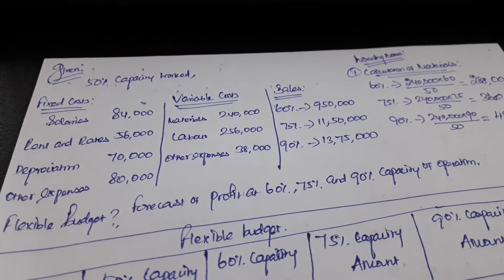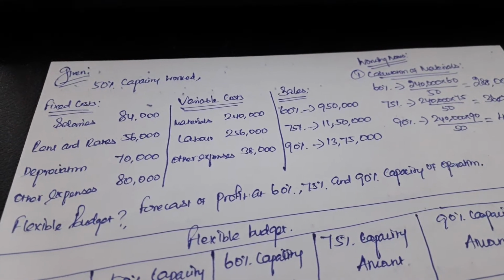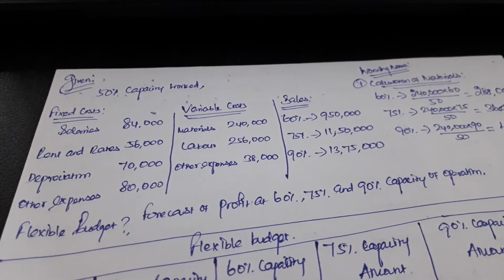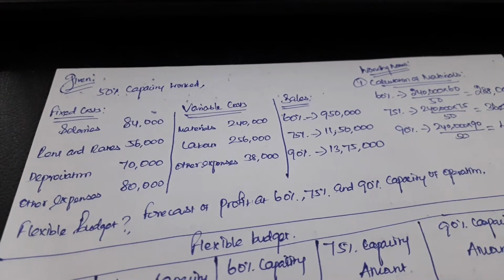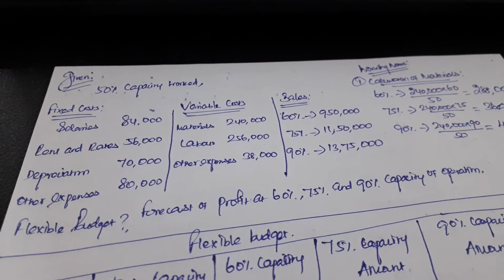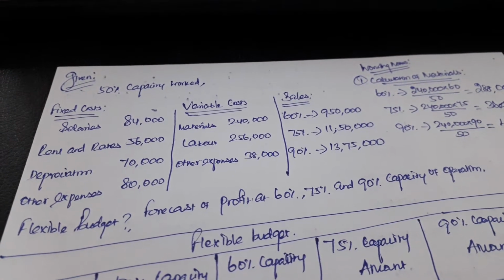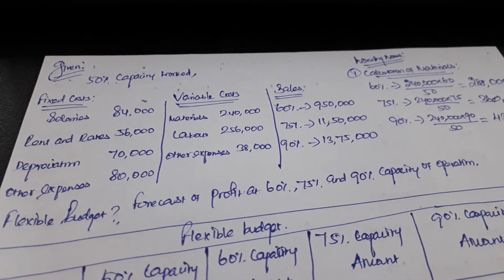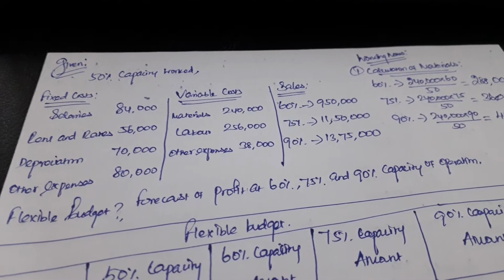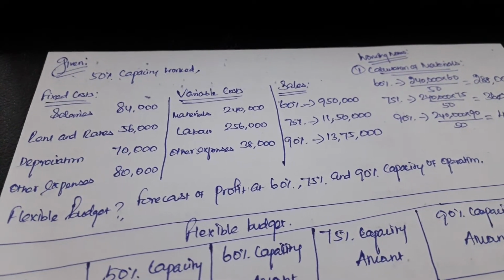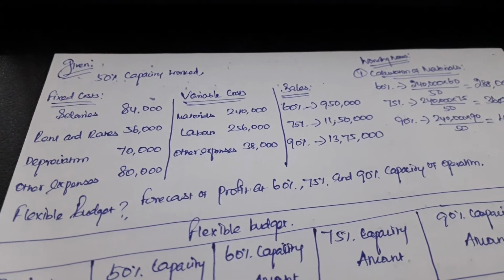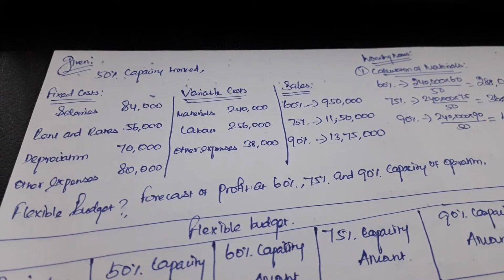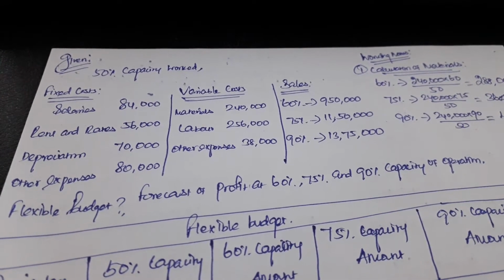Now we are going to look at how to prepare the flexible budget in cost accounting. We have one problem here. 50% capacity worked. The given values are based on 50% capacity. We need to prepare the budget for 60%, 75%, and 90%, as well as forecast the profit based on these percentages. Fixed cost values are given, variable cost values are given, and some sales values are given.